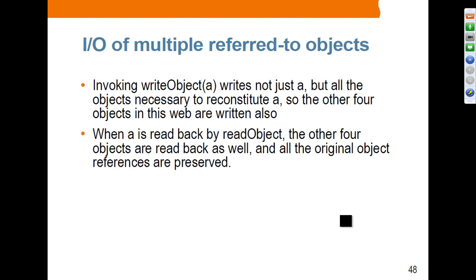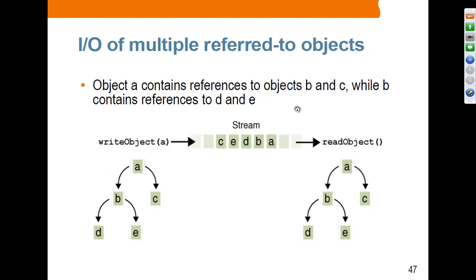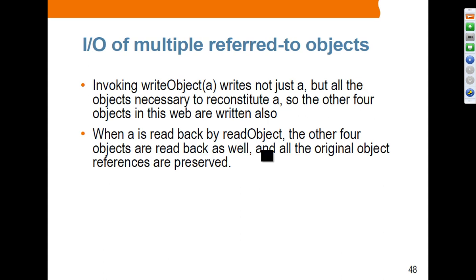Okay, so IO of multiple references to objects. Basically, invoking writeObject writes not just A, but all the objects necessary to reconstitute A. So what we're talking about is that B, C, D, E, all those things also need to be saved into the stream. That's basically what he's talking about. So that when A is read back by readObject, the other four objects are read back as well, and all the original object references are preserved.